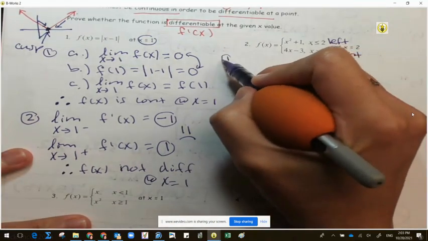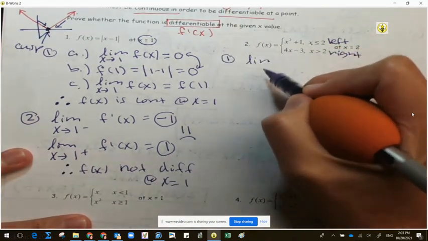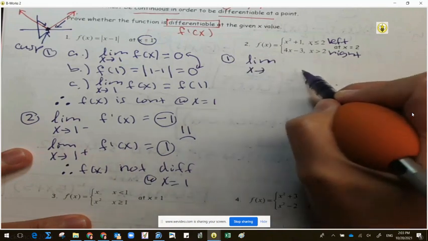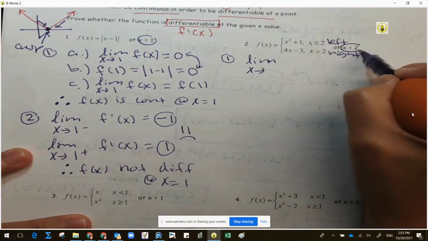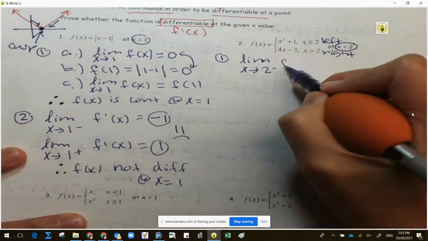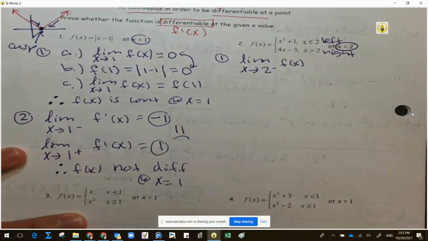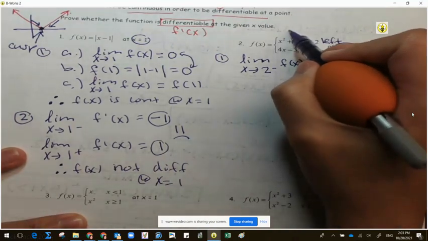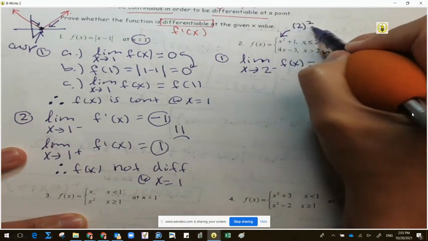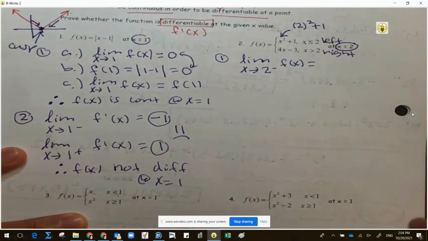So step 1, let's write out the limit. And since I have two different equations, I have to look at it from the left and the right. What number am I approaching on this problem? So let's go 2 from the left of the function. And when I do, I'm going to go ahead and plug it into my left function. So when I plug in the 2, we get 2 all squared plus 1. What does that give me? 5.